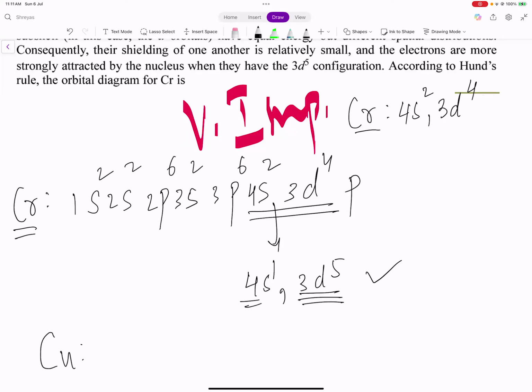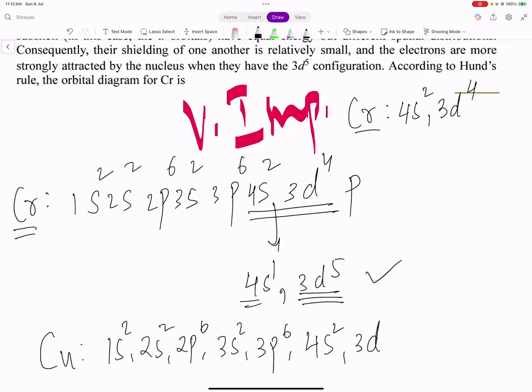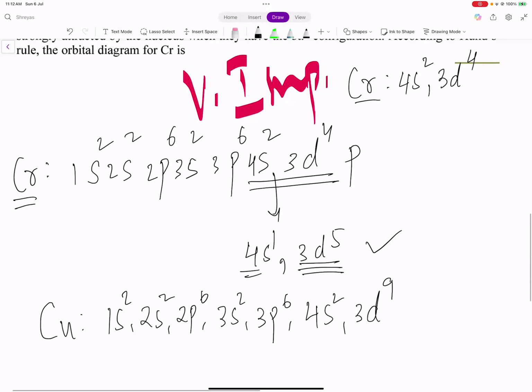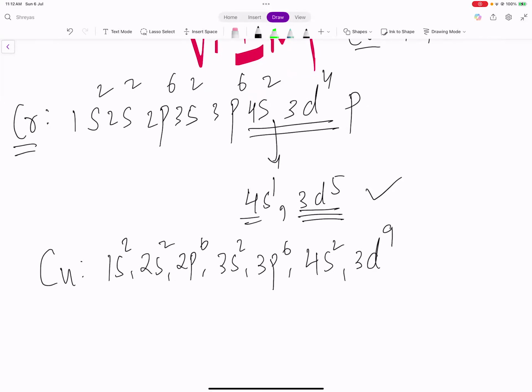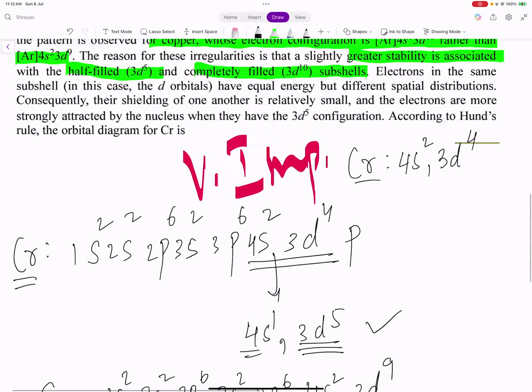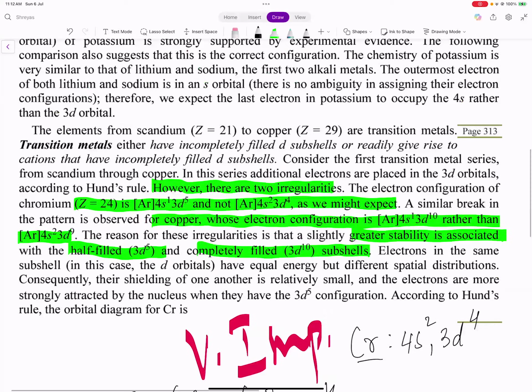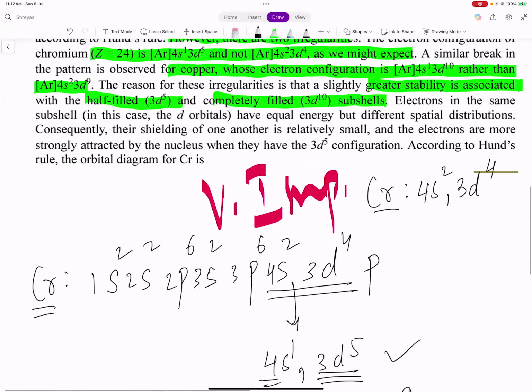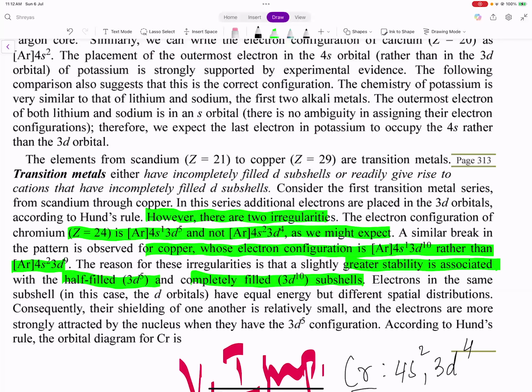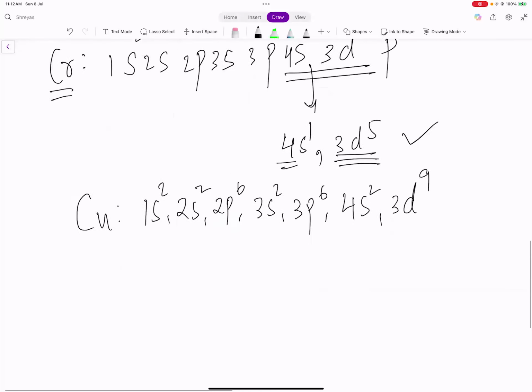Similarly, for copper, it will be 1s2, 2s2, 2p6, 3s2, 3p6, 4s2, and 3d9, I think. Let's count. Copper is 29, right? Z equal to 29. This is Z equal to 24.